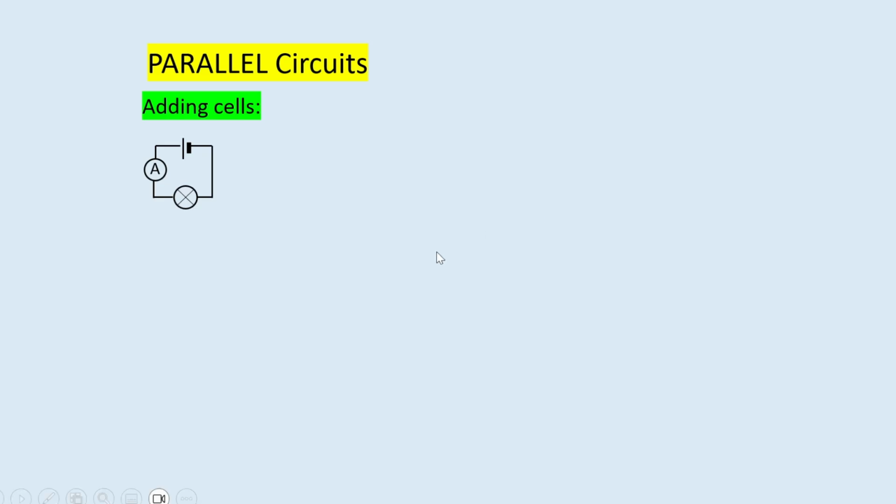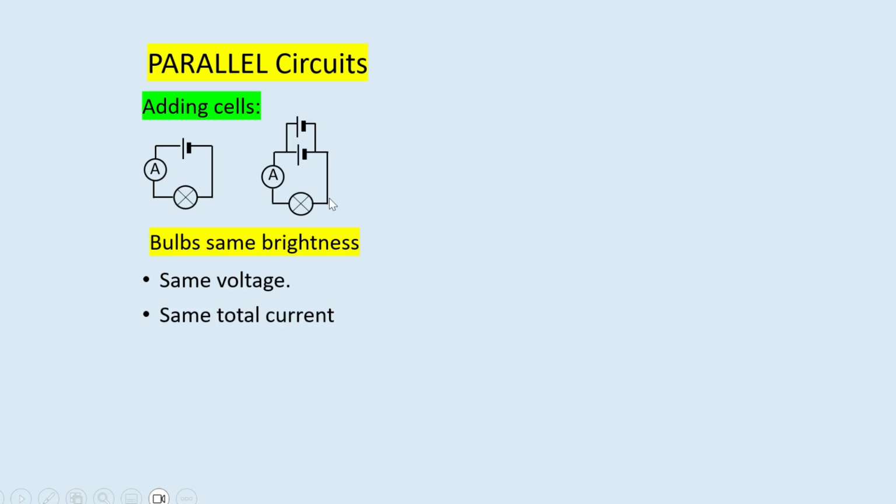Contrasting that with parallel circuits, when we add cells, it doesn't increase the energy. But although the voltage and the current are the same, the battery on the right will last twice as long.